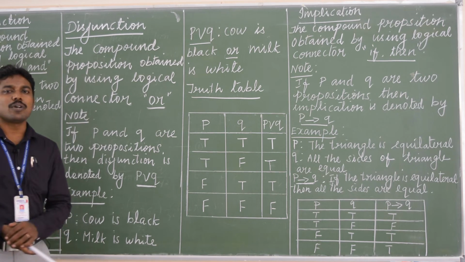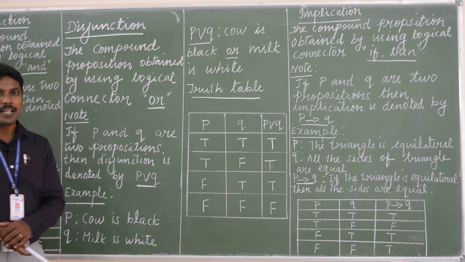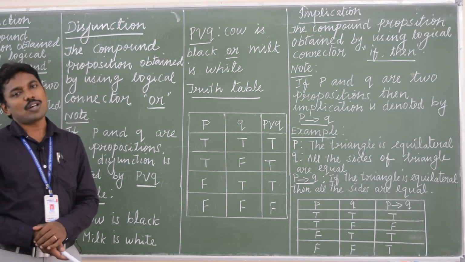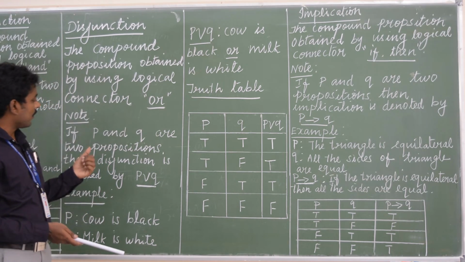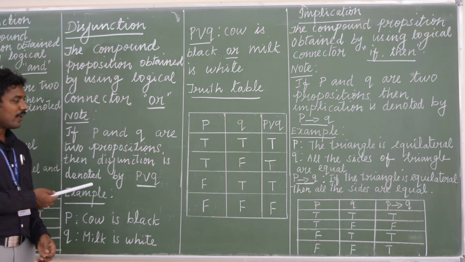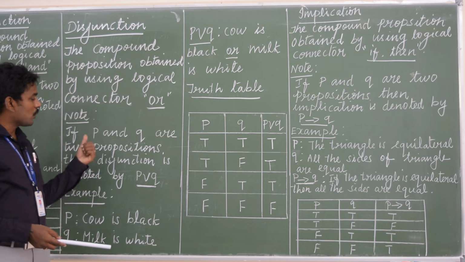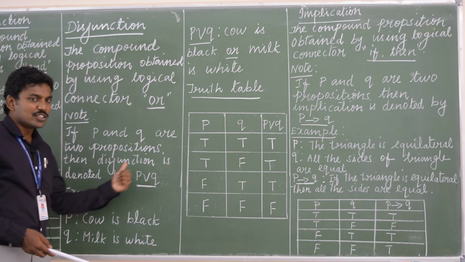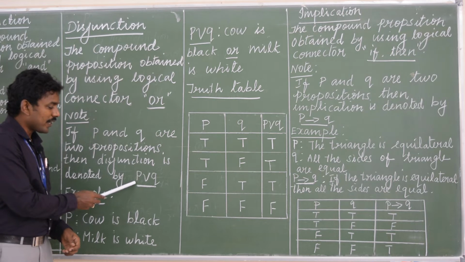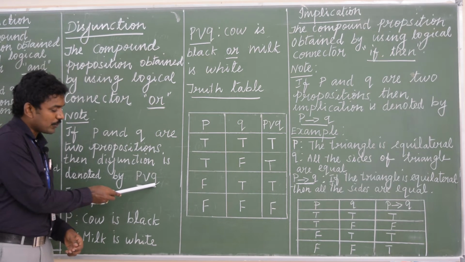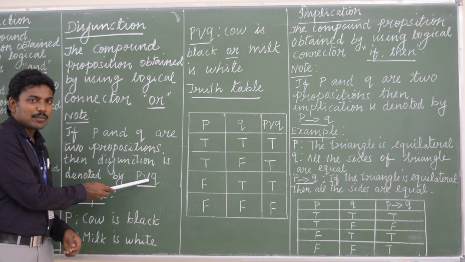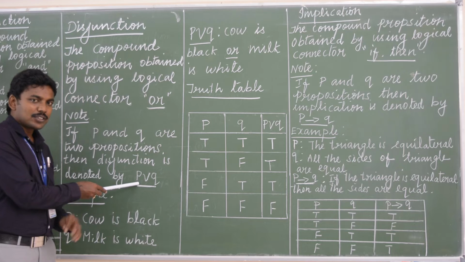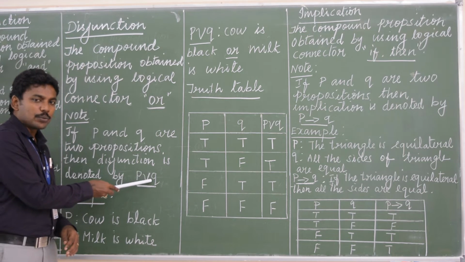If P and Q are any two simple propositions, then obtaining a compound proposition by using OR is called disjunction. Before going to the example, let me go through this note once again. This note says if P and Q are any two propositions, then disjunction is denoted by P ∨ Q. Observe this symbol. In logic and mathematics, this symbol is called the OR symbol, and this should be read as P OR Q.